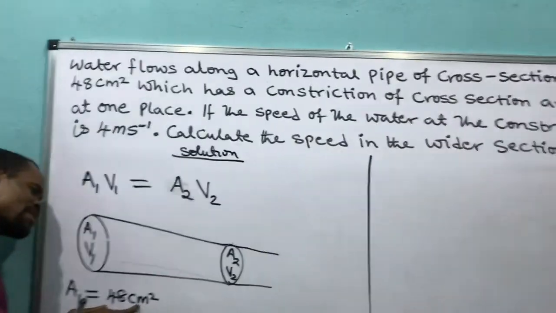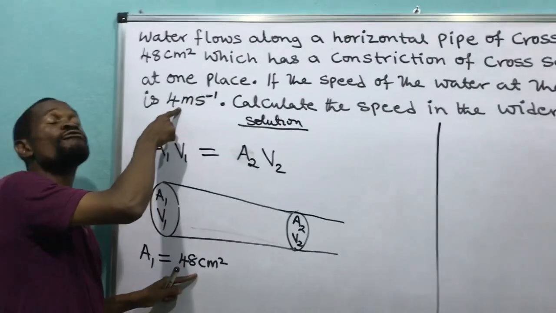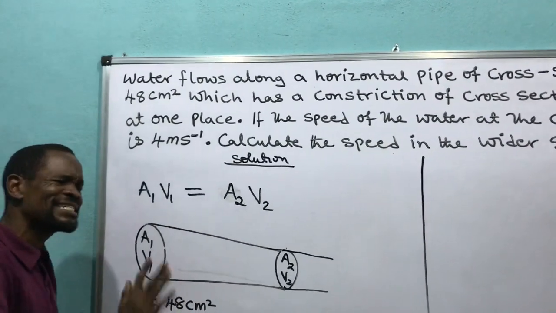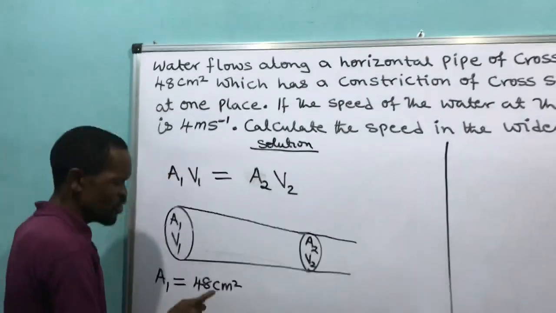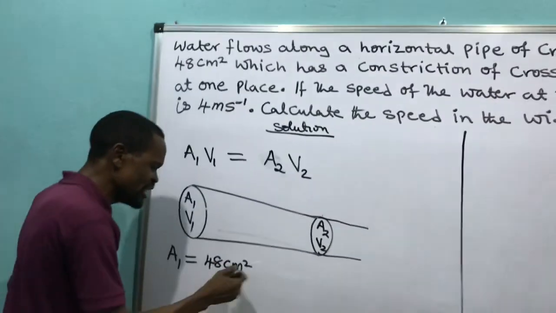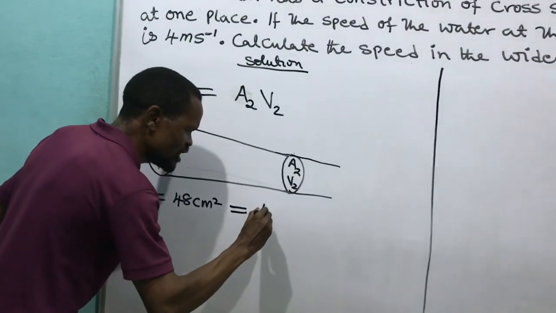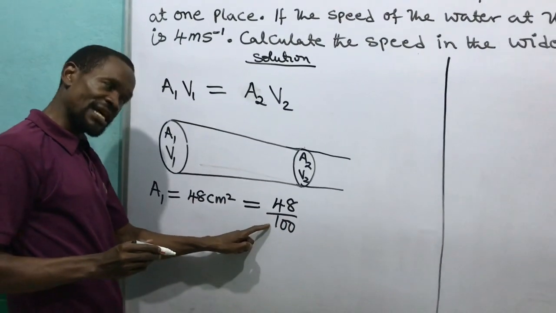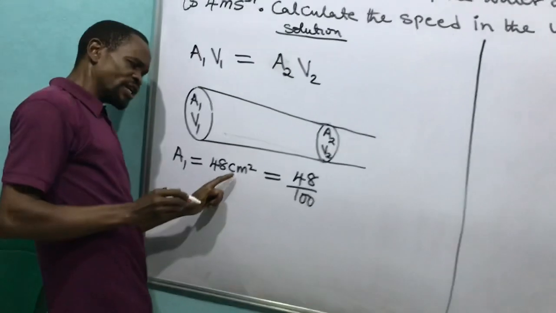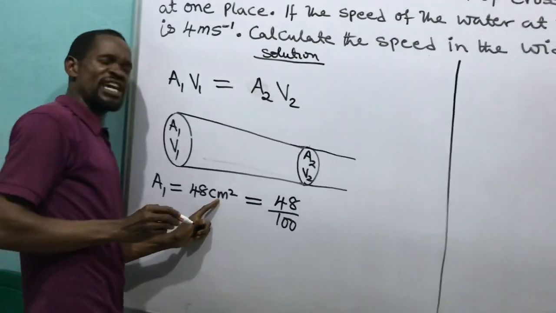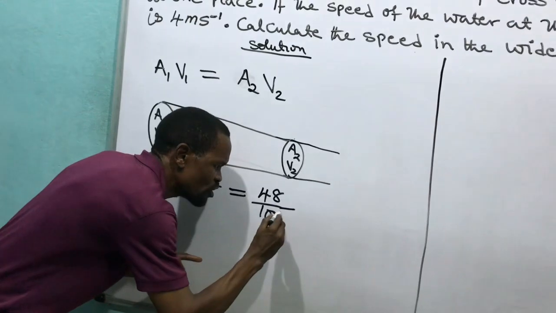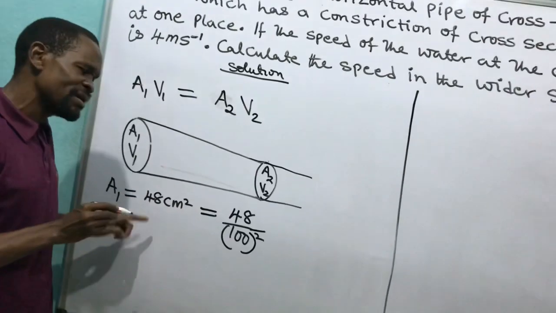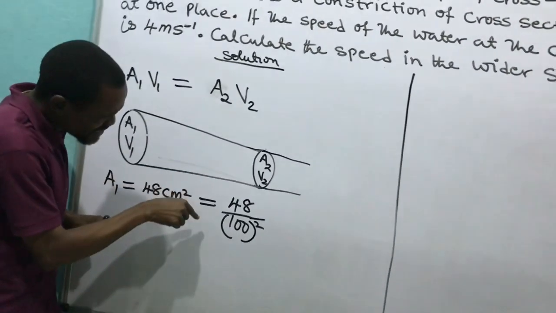So we are going to change this to meters so that we will have a uniform unit. In physics, we make use of uniform units, not mixed units. Since this is meter per second, we are going to change this to meters. So changing this to meters, I will say 48 divided by 100, which is how we change centimeter to meter. But right now, the centimeter we are changing to meter is squared, therefore we are going to square this 100. Are you following me? How do we change centimeter to meter? We change centimeter to meter by dividing that centimeter by what?